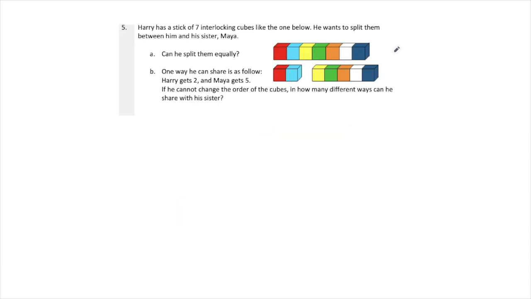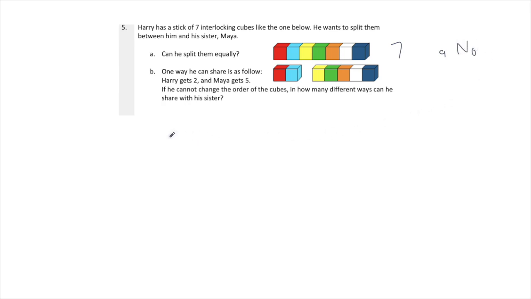For part A of this problem, we have to find out if Harry and Maya can split the cubes on the right evenly. So first we can count the number of cubes, and we get there are 7 cubes. And since 7 divided by 2 does not result in a whole number, they cannot split the cubes evenly, so the answer to part A would be no.